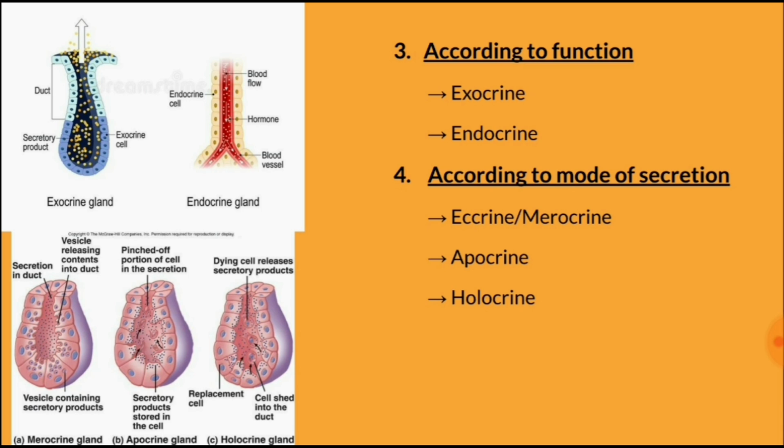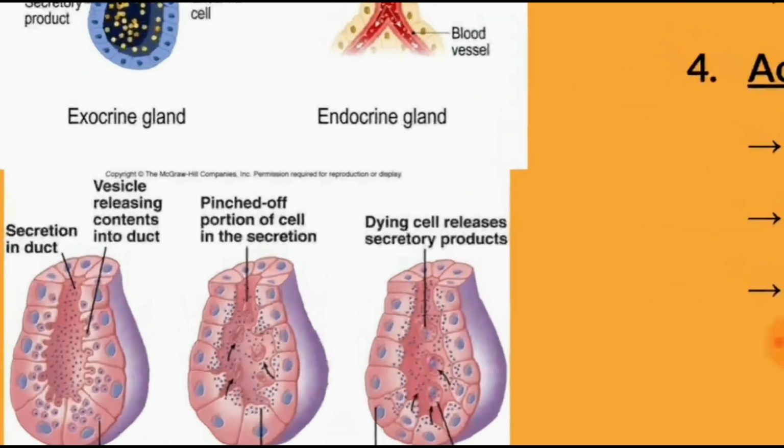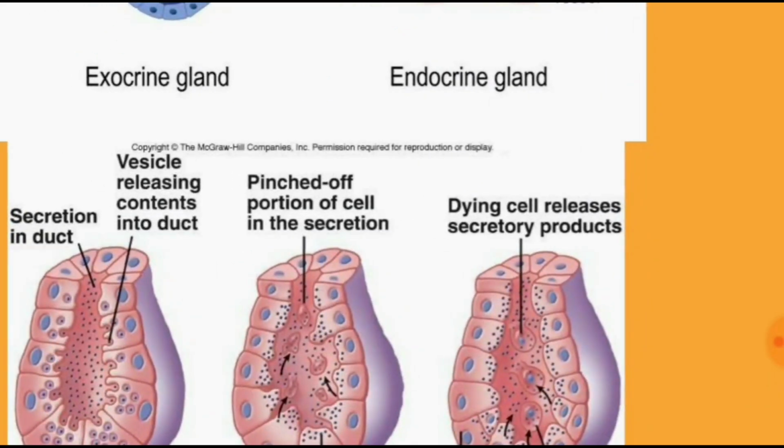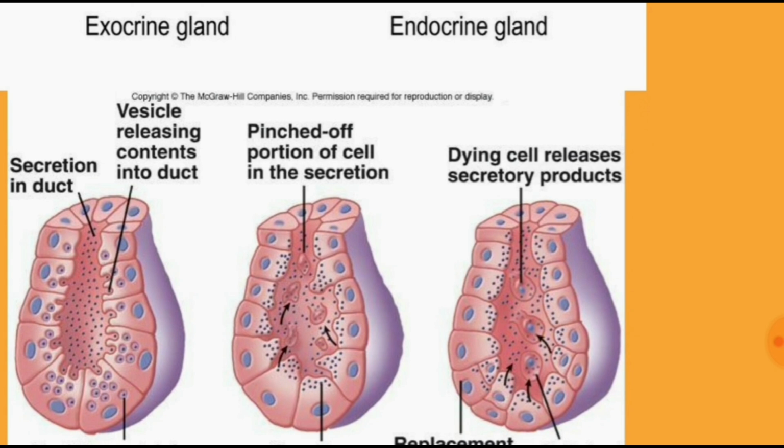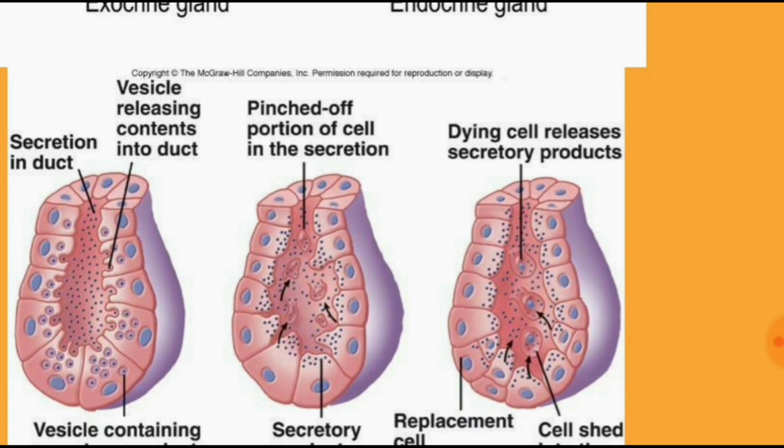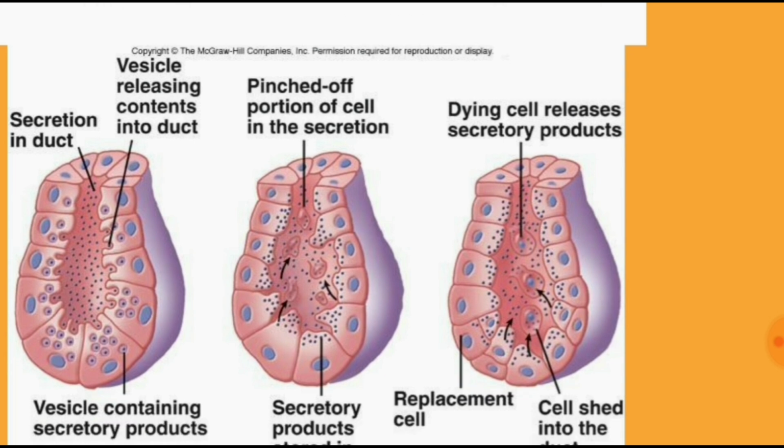You can observe in the image, the merocrine is the first one, where the vesicles are releasing content into ducts, and there is a secretion in the duct. You can observe the secretions or vesicles being released from the secretory cells or gland cells. Moving to the next form, there is a pinched off portion of a cell into the secretions. In the first form, you see a round globule in which a secretion is being added and it diffuses through the cell membrane, whereas the second form, apocrine, has a cell pinched off along with the secretory product.